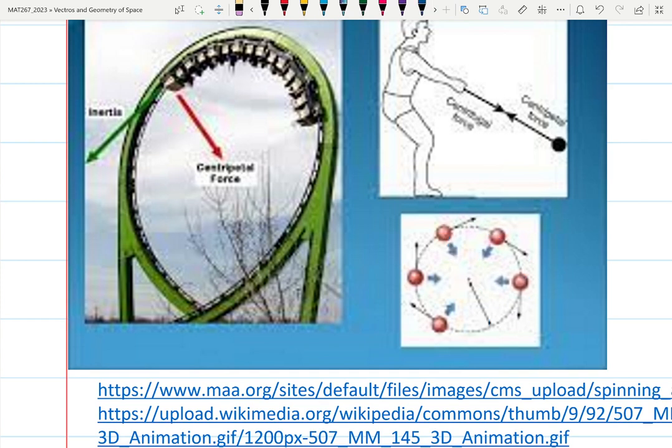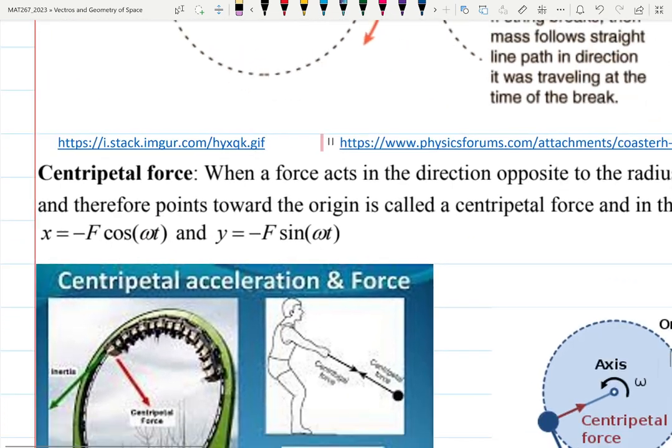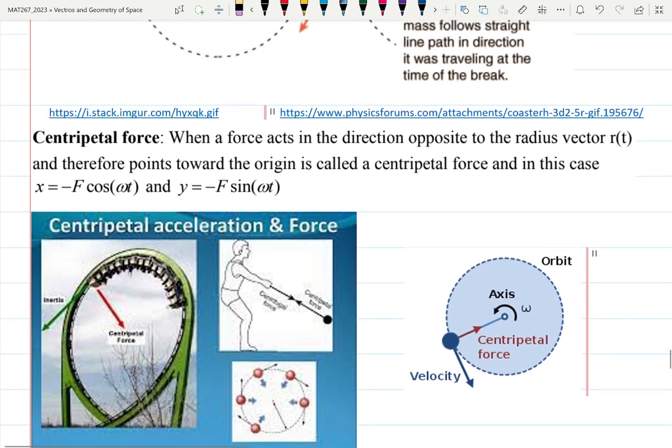Are they perpendicular? Maybe, or not. So that's actually pretty cool. That all of this is called centripetal force, when the force acts in a direction opposite to the radius. So the radius is this, opposite, and that's why you don't fall, because it drags you perpendicular away. And the force that points towards the origin is called a centripetal force, and in this case with sines and cosines.